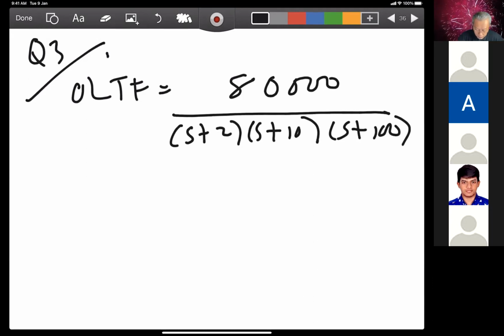So K equal to 1. Find the gain margin and the phase margin.